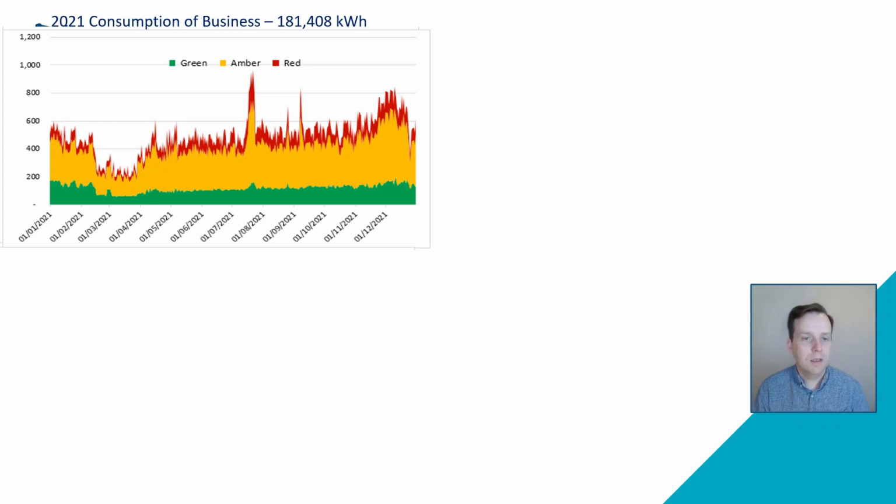fast bulk or amber charges. So that's between 7 a.m. and 11 or 11:30 p.m. Remember, red being between 4 p.m. and 7 p.m. And then we have green, which is effectively nighttime, midnight to 7 a.m. And we have a rather large base load.